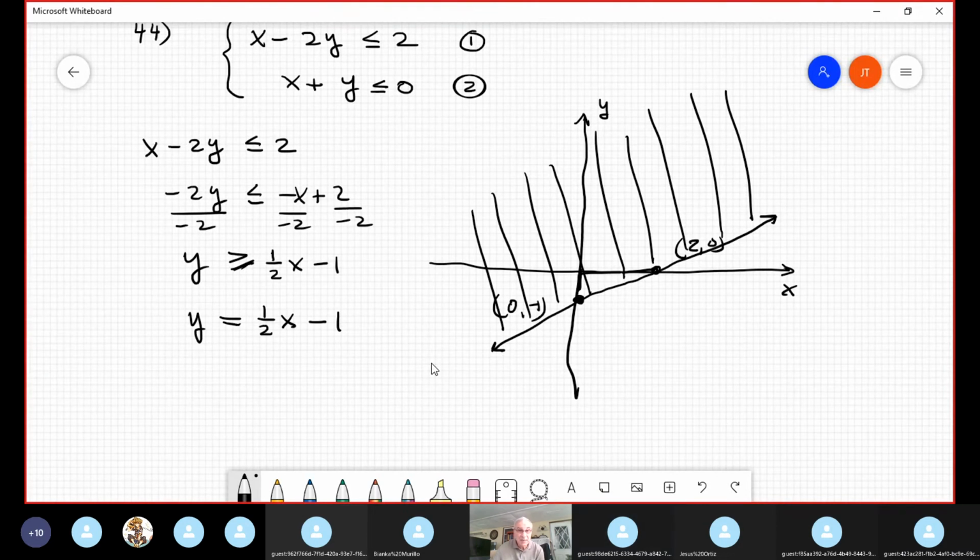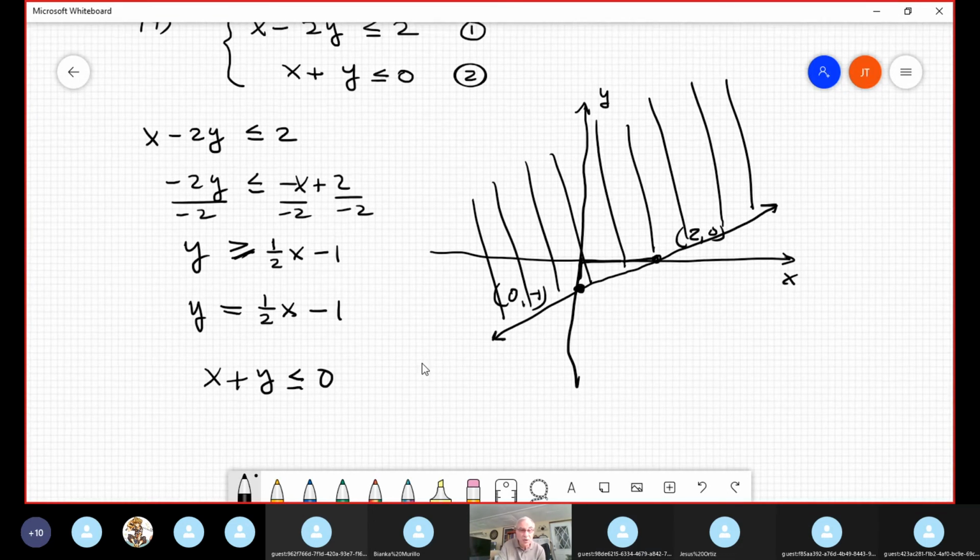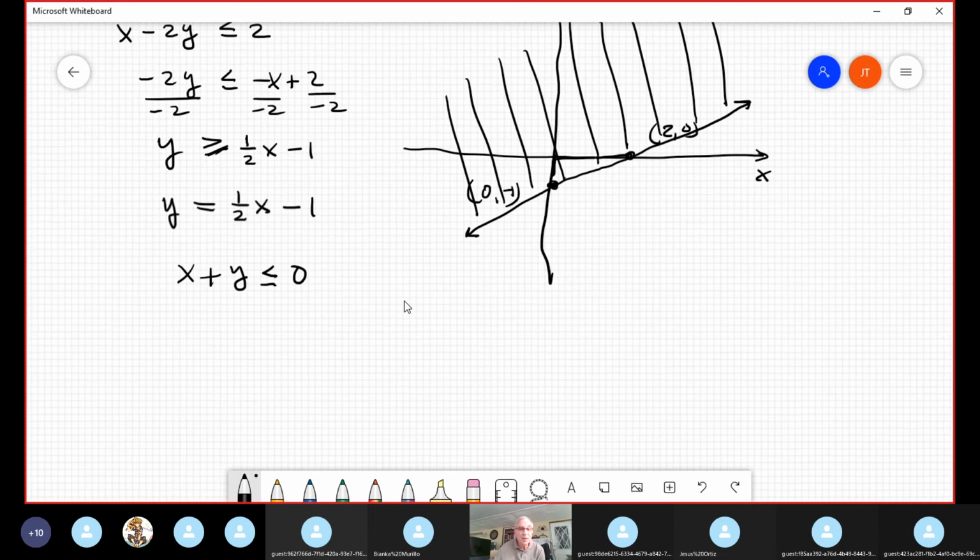No more complication. X plus y, I take the second inequality, less than or equal to 0. Okay, again, one more time. Solve for y. Y less than or equal to minus x. I convert it to equation. In this case, no b anymore, so it's 0, and the slope is -1. So, 1 down and 1 to the right. It's solid again. Solid line in that direction.